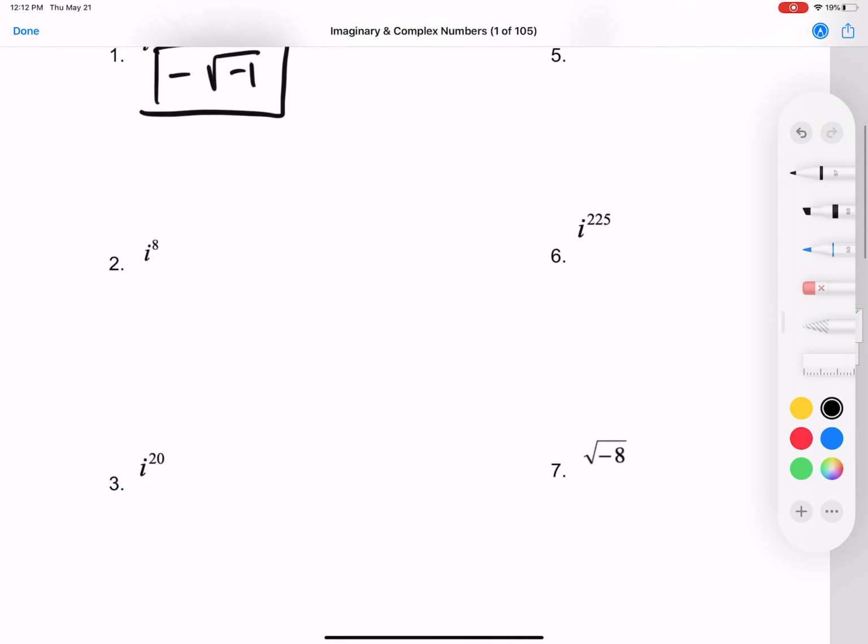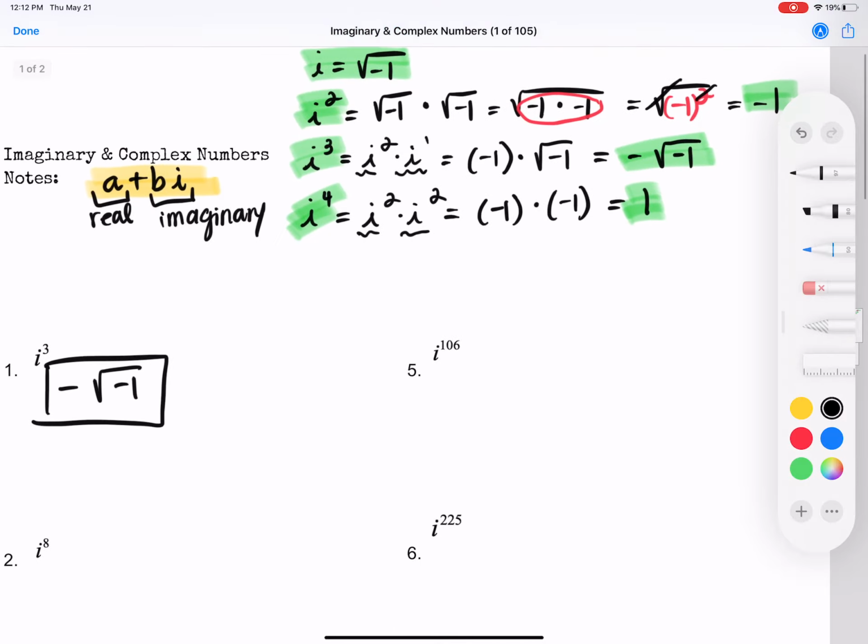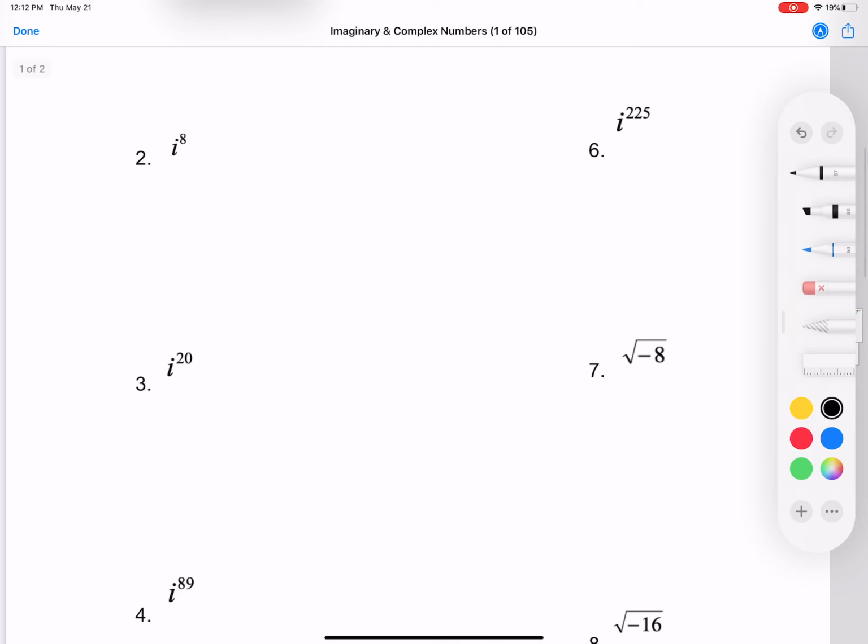Okay, i to the 20th power. So for i to the 20th power, now we don't want to continue our table to 20. So what you want to do is take your exponent and you're going to divide your exponent by 4 every time. Okay, so 4 goes into 20 5 times. 5 times 4 is 20. You subtract, you're left with 0. So this is 5 remainder 0.